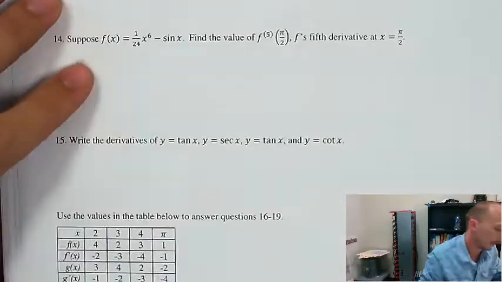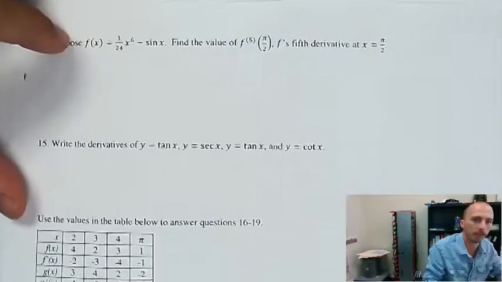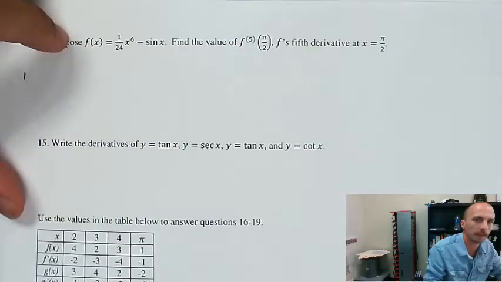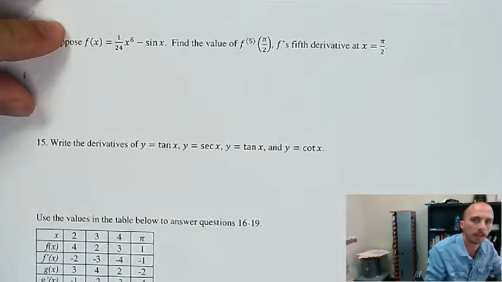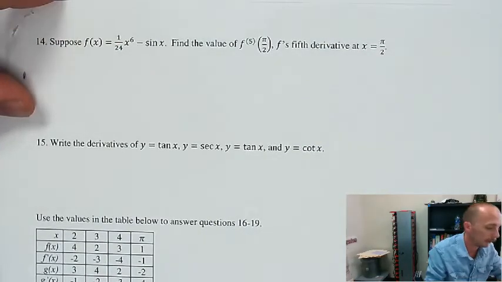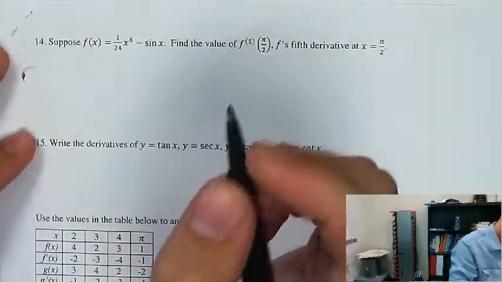Bring in the third page. All right. Suppose f of x is 1/24 of x to the 6th minus sine of x. Find the value of f's fifth derivative at x equals pi over 2. Well, I find myself doubting that there's enough room for me to do that, but maybe I will.